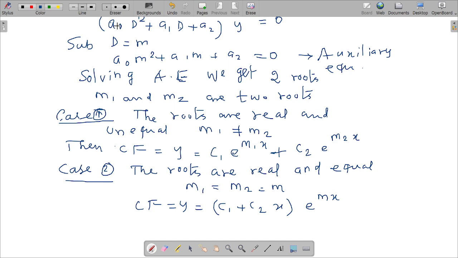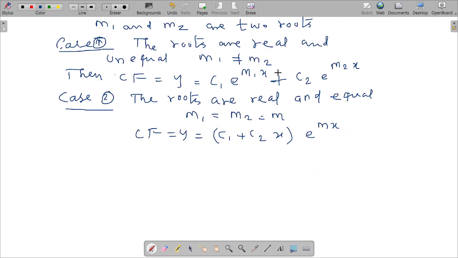So the given equation is a0 d square plus a1d plus a2 y equal to 0. In case the right hand side equal to 0, no need to find the particular integral, only the complementary function is enough. To find the complementary function, we have to substitute d equal to m in the above equation. We will get one equation. The equation is a quadratic equation. It is called the auxiliary equation. If we solve the auxiliary equation, we get two roots. The two roots are m1 and m2. Based on the nature of the roots, we can write the complementary function.